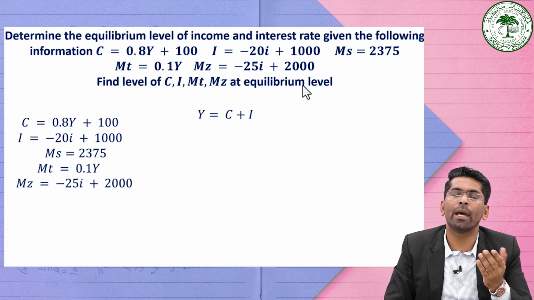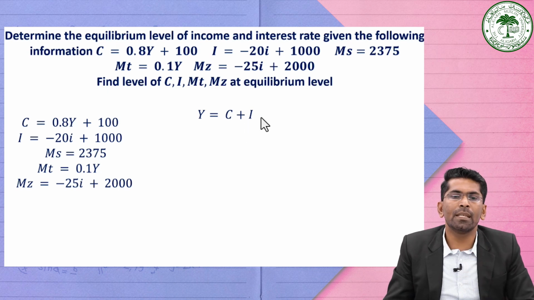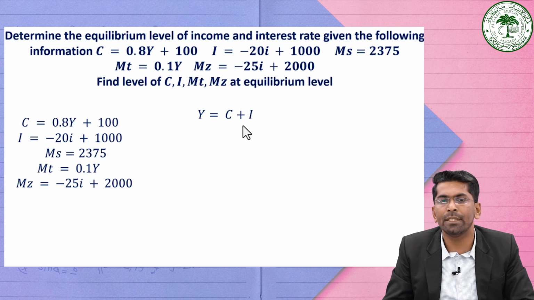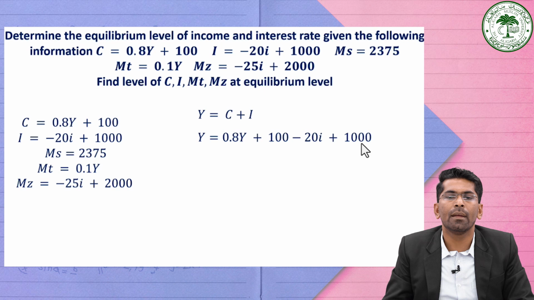From this given information, first we will derive the IS curve, or what we can say is the product market equilibrium or commodity market equilibrium. So here the consumption function is given, the investment function is given. So we directly substitute these functions into the income equation, that is y is equal to C plus I. So here y is equal to 0.8y plus 100 minus 20i plus 1000.